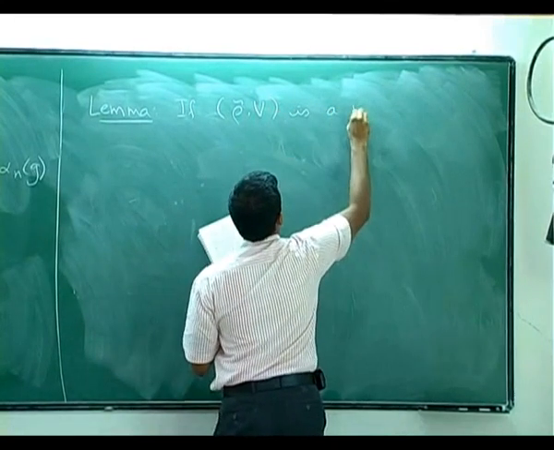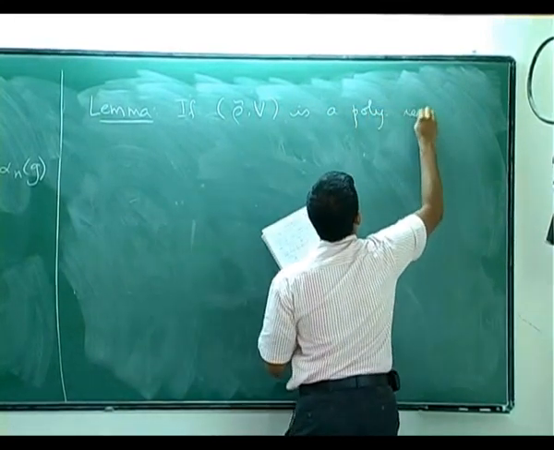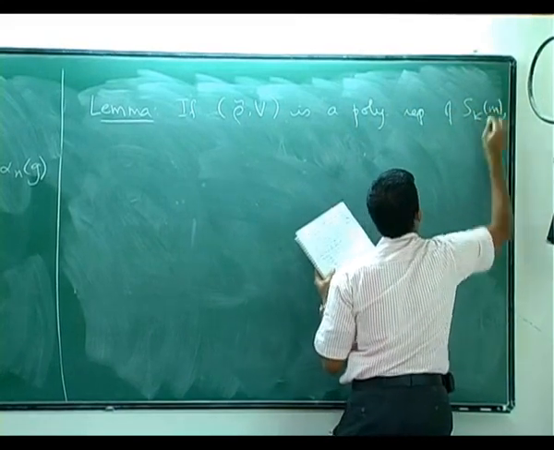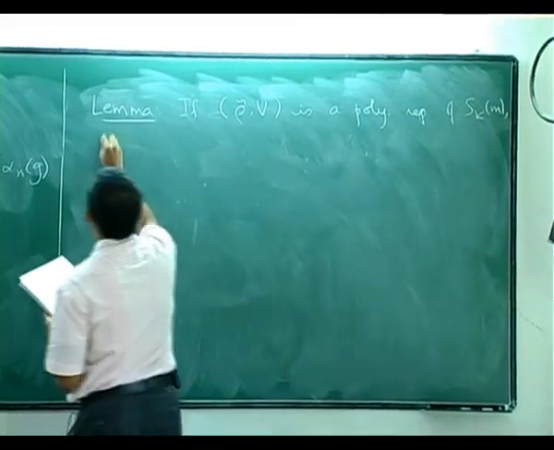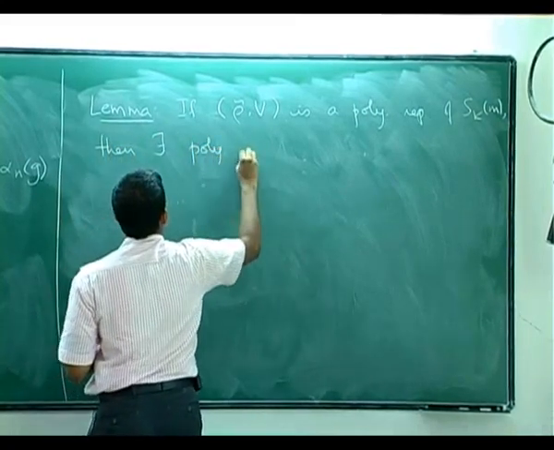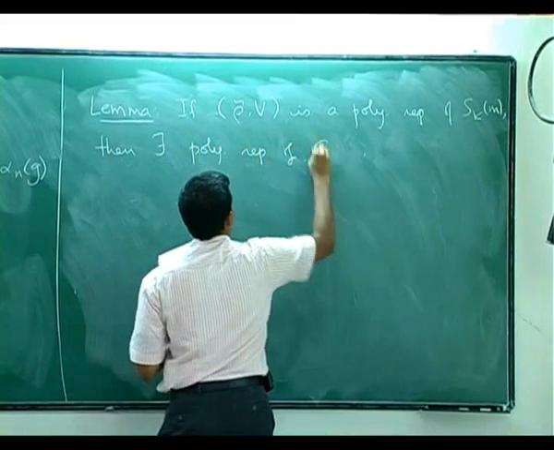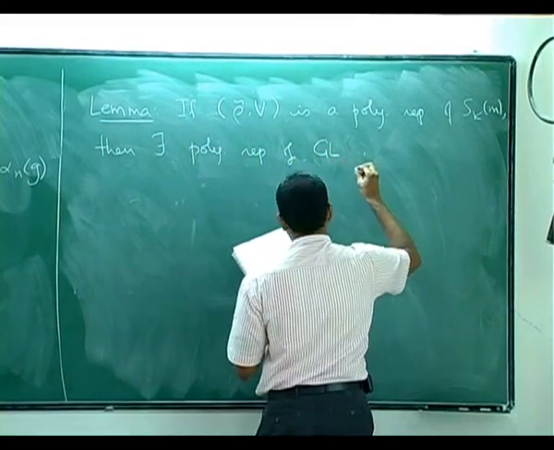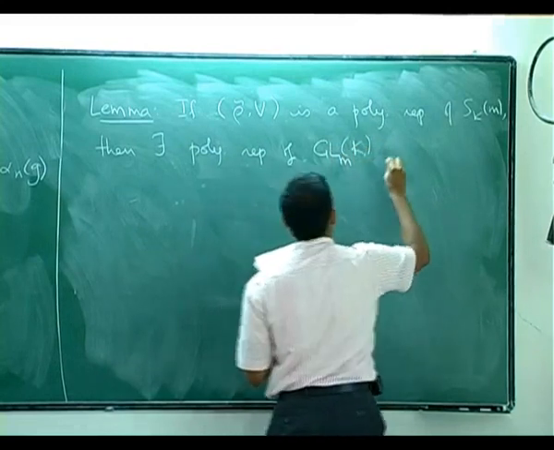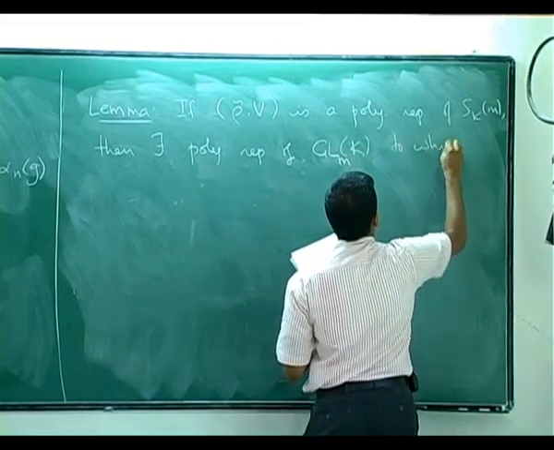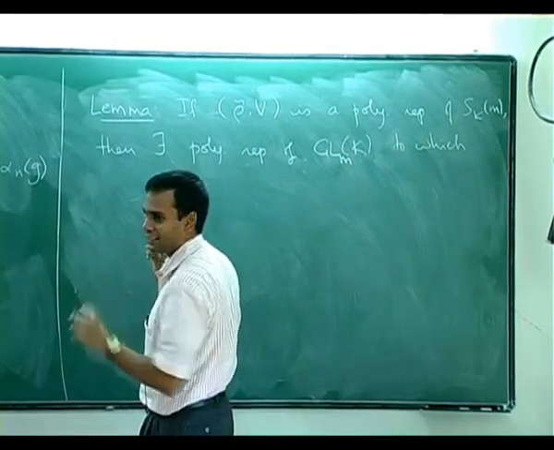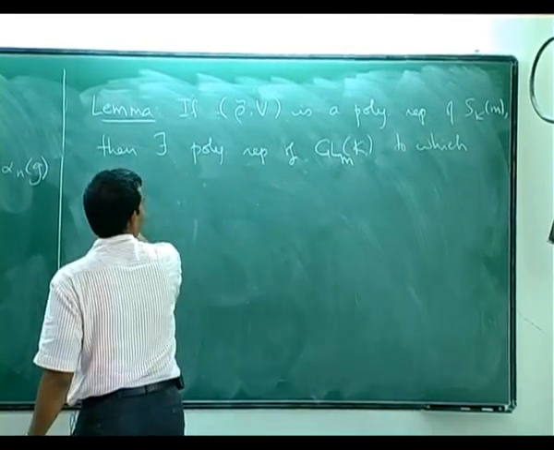So if rho tilde V is a polynomial representation of SKM, then there exists a polynomial representation of GLMK to which it is associated by the equation star that I had written down earlier.